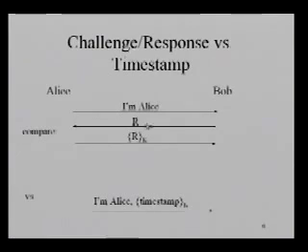Okay, all right. So, Alice says, I'm Alice. Bob sends a challenge, and she encrypts the challenge with their shared secret. Another thing that people tend to do is to say, I'm Alice, and just send the time of day and encrypt that with the shared secret.